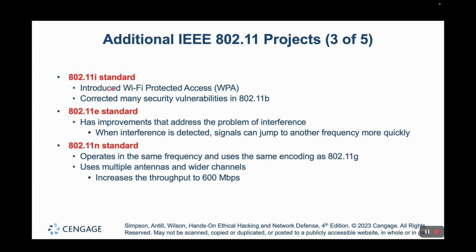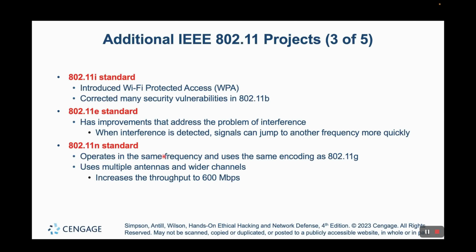The I standard introduces WPA, Wi-Fi Protected Access, and corrected many security vulnerabilities in the previous one, which is the B one. The E standard has improvements that address the problem of interference. So when interference happens, the signal basically jumps to another frequency more quickly.